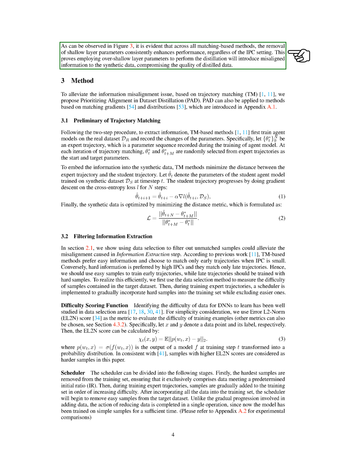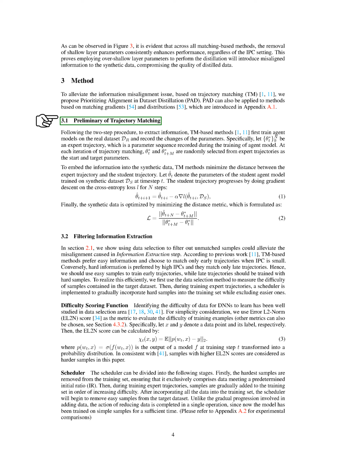However, since the shallow layers of deep neural networks, DNNs, primarily learn basic data distributions, using parameters from these layers often yields low-level signals that are usually redundant. Our observations, as shown in the figure, indicate that removing shallow layer parameters consistently improves performance across all matching-based methods, regardless of the IPC setting. This demonstrates that relying on shallow layer parameters during distillation introduces misaligned information, thus degrading the quality of the distilled data.